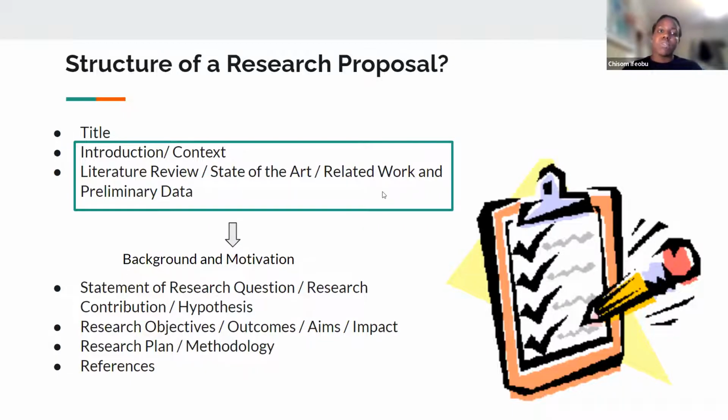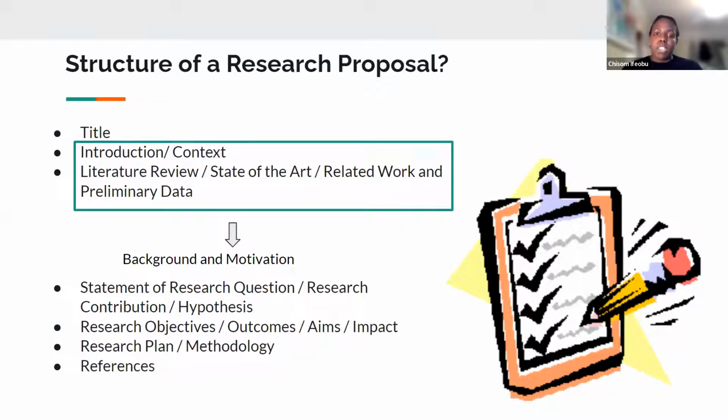Then you give an introduction or context: why is your project important? Why are you looking at this problem? For example, I'm looking at redesigning onshore wind turbine foundations. So a kind of introduction or context is the electricity access in Africa.